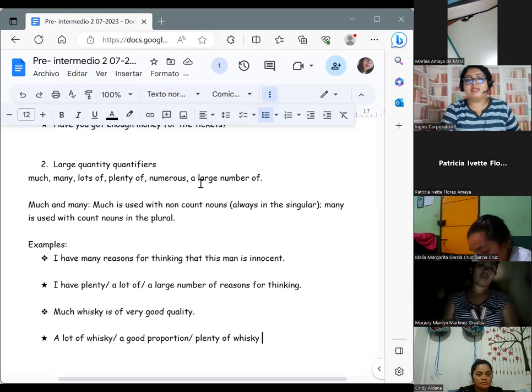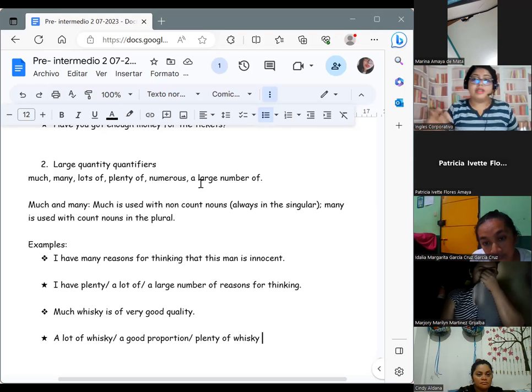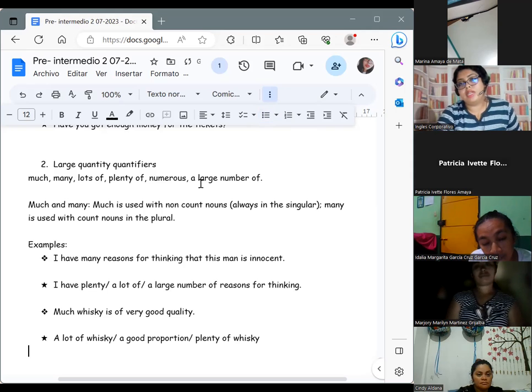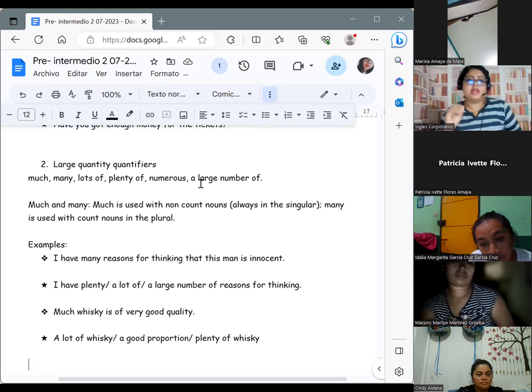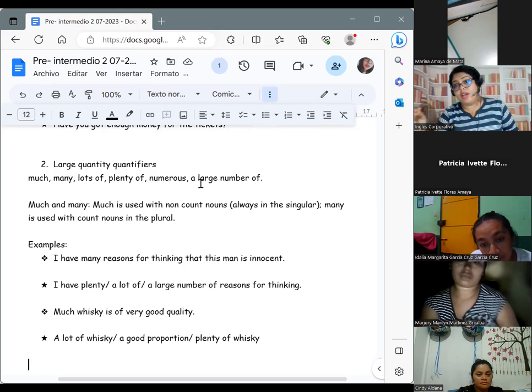Because the language is always changing, and we have different things to learn during the time that we are learning this kind of topics. So in this case, we have a very short piece of information about large quantity quantifiers.